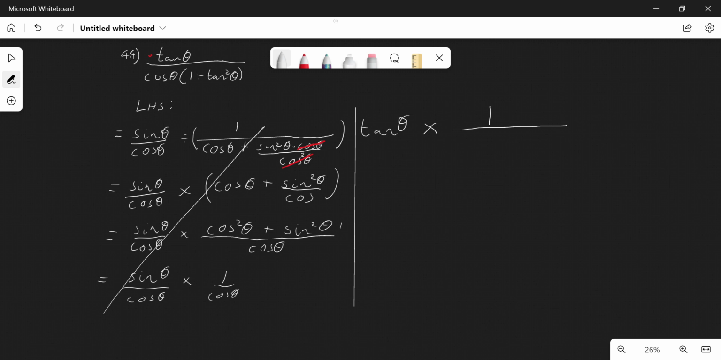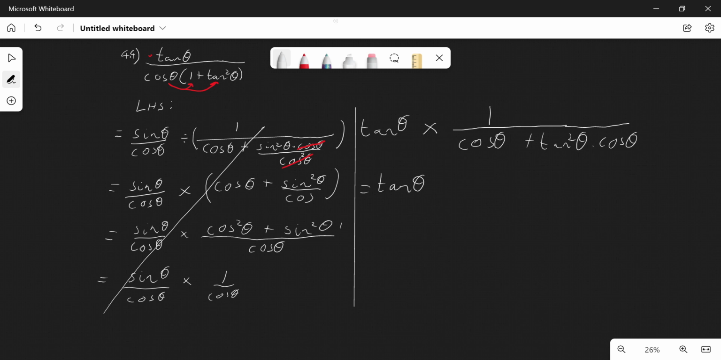I've got tan theta and 1 times cos theta plus tan squared theta times cos theta. So what I did here is I distributed. That's all I did. I distributed my cos into this bracket at the denominator, and I kept my tans intact. So where does that take us? Let's see where that takes us. I'm going to keep this tan intact as well.